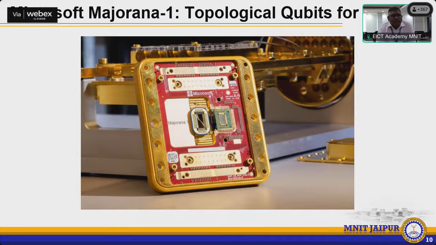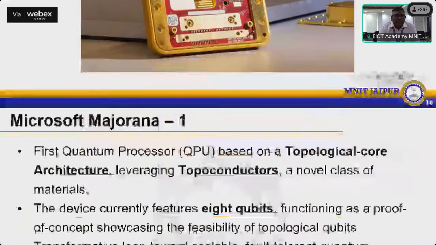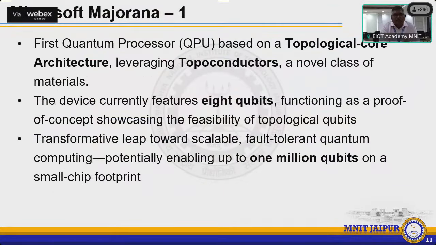Then Majorana is what we look at. Majorana 1, Majorana 2 also is there. But here we look at topological qubits, which are there for stability. So it is not superconducting, it is topological. It is the first quantum processor based on a topological core architecture. And they leverage what are called topoconductors. Like semiconductors, you have topoconductors, a novel class of materials. It is only an 8-qubit quantum processor, but it functions as a proof of concept and showcases the feasibility of topological qubits. So it is not a fully built processor or a readily commercially available processor. It is being tested.